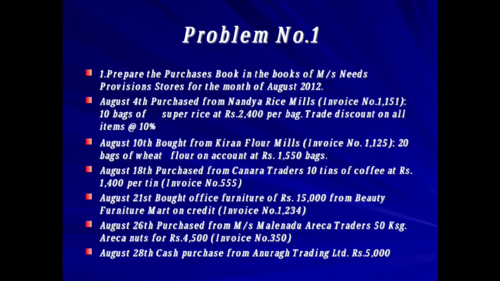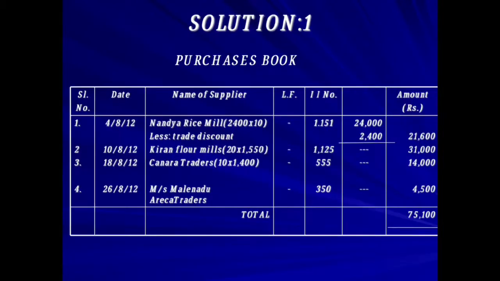August 4th, purchased from Nandya Rice Mills. Who is the supplier for us? Nandya Rice Mills. Okay, invoice number 1151. Then what we have purchased? 10 bags of super rice at rupees 2400 per bag, and a trade discount they have given 10% to us. Okay, so the first entry we have written here.